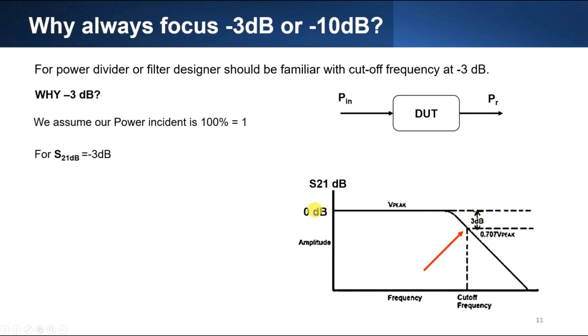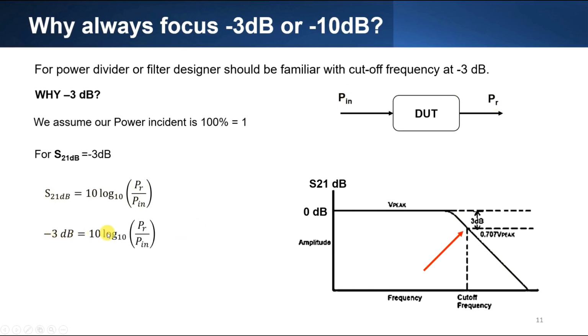Okay, so here is 0 dB. This one is a low pass filter. It will pass all the lower frequencies and not allow the higher frequencies to pass. Okay, so why always -3 dB? From here, the equation we can view is S21 in dB equal to 10 log power received divided by power input. Okay, power received divided by power input.